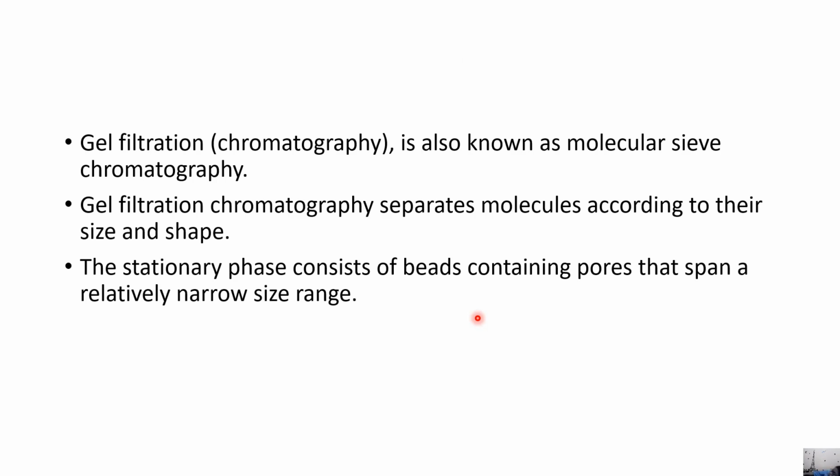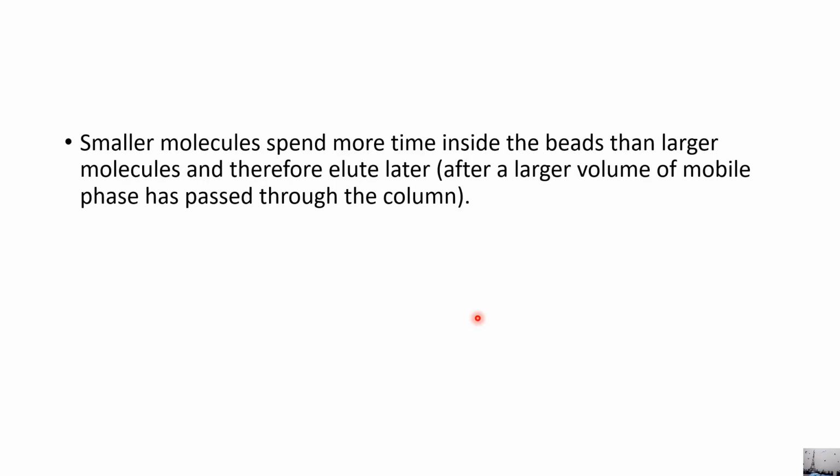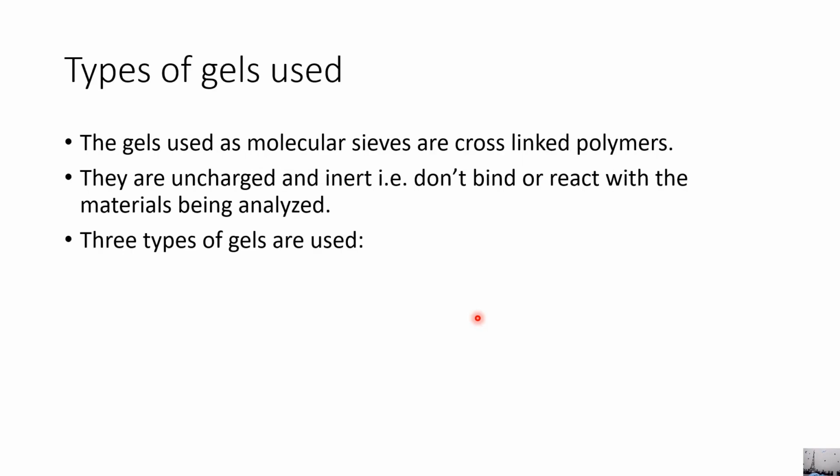Gel filtration chromatography is also known as gel permeation chromatography or molecular sieve chromatography. It separates molecules according to their size and shape. The stationary phase consists of beads containing pores that span a relatively narrow size range. The smaller molecules will spend more time inside the beads than larger molecules and therefore elute later, after a large volume of the mobile phase has passed through the column.